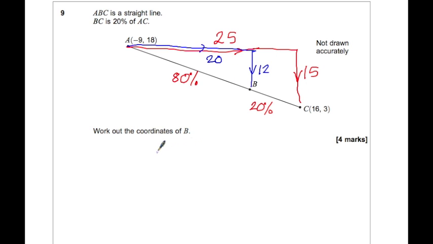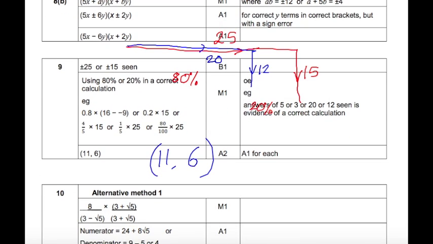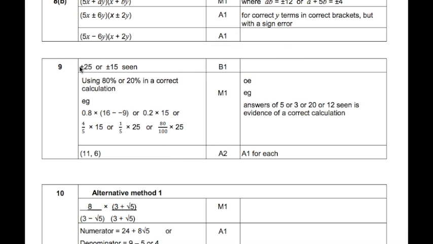So we need to go along 20 from minus 9, so minus 9 plus 20 is 11, and down 12 from 18. 18 minus 12 would be 6, so you get 11, 6. So on the mark scheme, you get marks for plus or minus 25 or plus or minus 15 seen. A mark for using 80% or 20% in a correct calculation, and an answer mark each for 11 and 6.